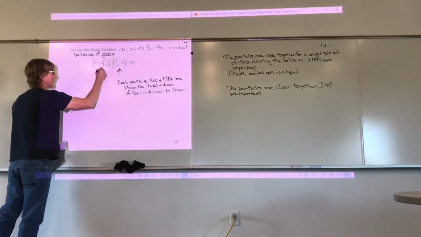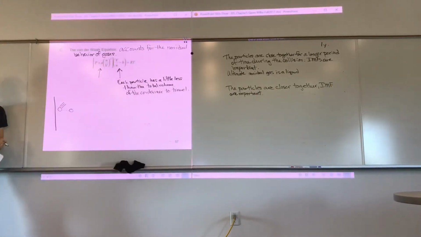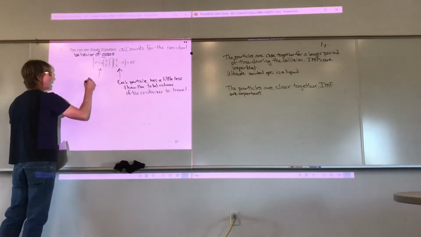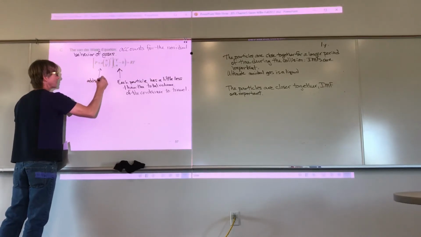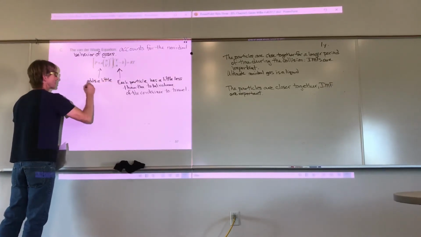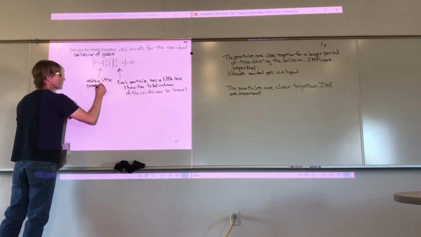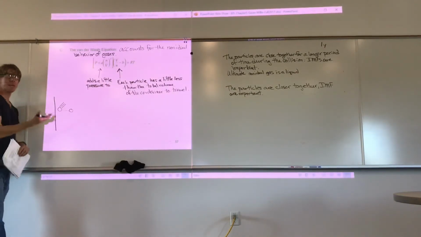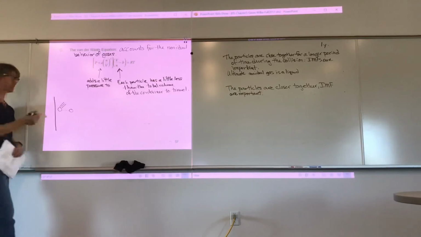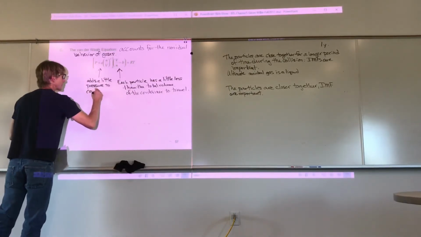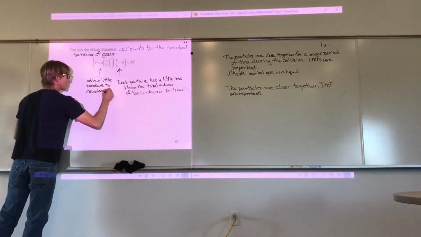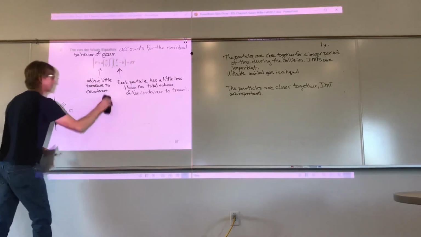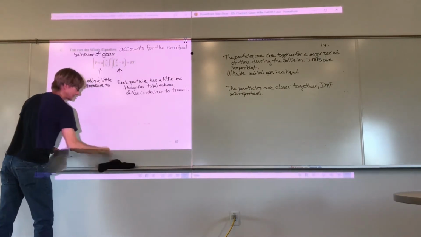So what people say, and I treat this as totally an empirical equation that fits the data, but you can theorize that this part adds a little pressure to counteract the effect of IMFs, or to account for IMFs. So let me say that: to account for IMFs.